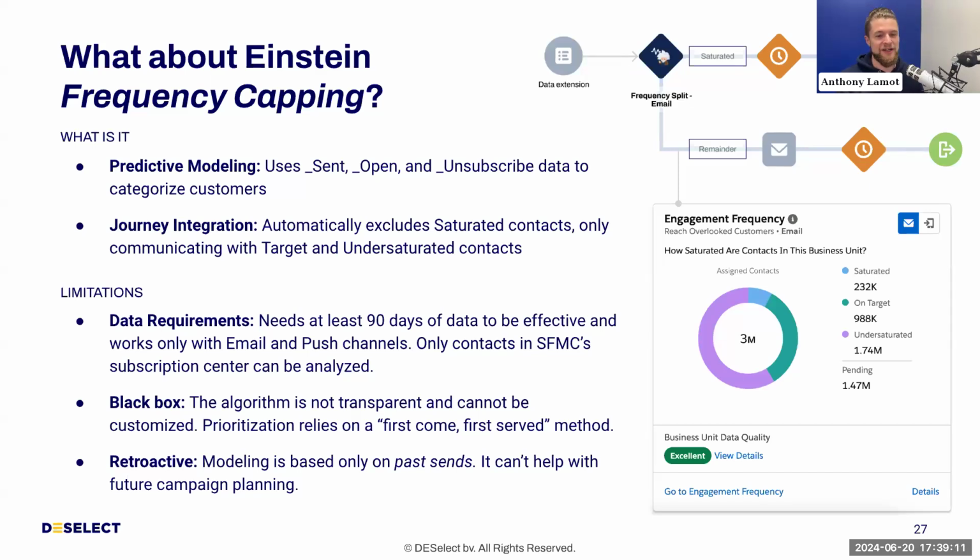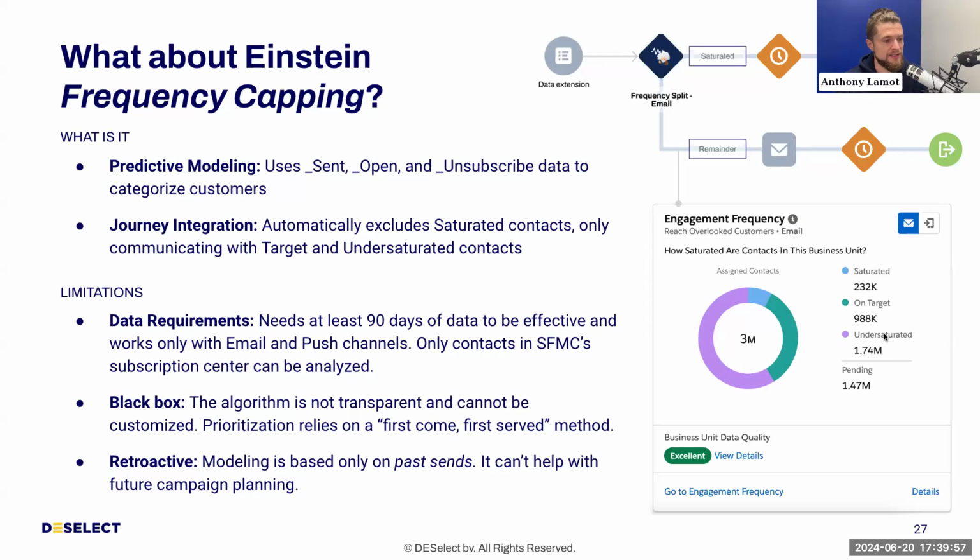I am talking about Einstein frequency capping, which is a feature very specifically to Marketing Cloud Engagement. So to walk you through that, it offers predictive modeling. It uses data views that are known as _Send, _Open, and _Unsubscribe to categorize customers. It's also integrated with Journey Builder. There's a little visual of that here on the top right. You can see the Einstein frequency split. Based on that, it will automatically exclude contacts that it deems saturated. There's another visual below where you can see how saturated contacts are in a business unit based on Einstein, and it will tell if customers are saturated, on target, or undersaturated.